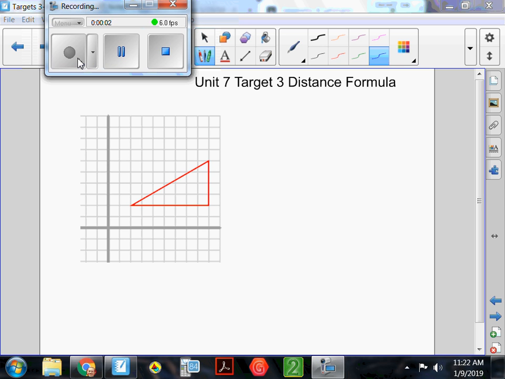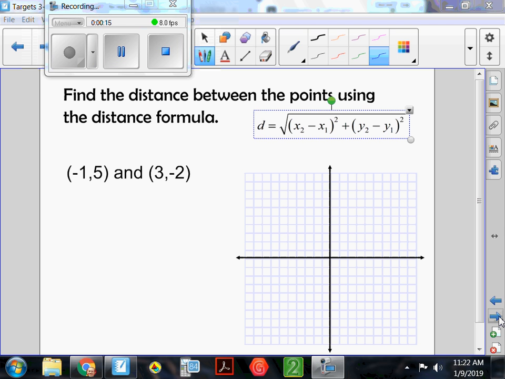This is Unit 7, Target 4. No, Target 3, distance formula. Sorry, Target 4 was the Pythagorean theorem. Unit 7, Target 3, distance formula. The distance formula is given here inside this blue box. Distance equals the square root of a bunch of stuff.